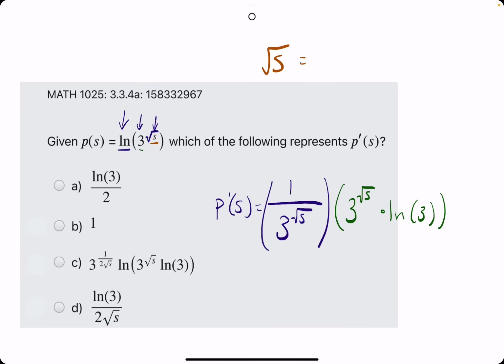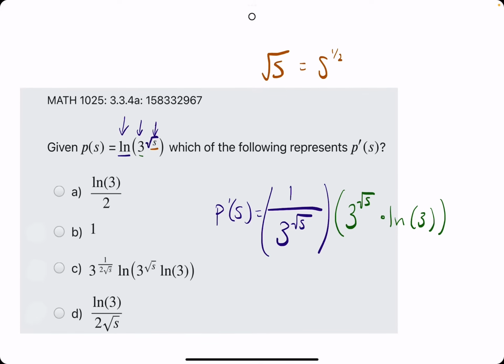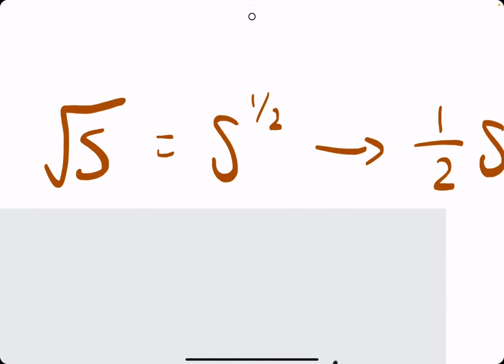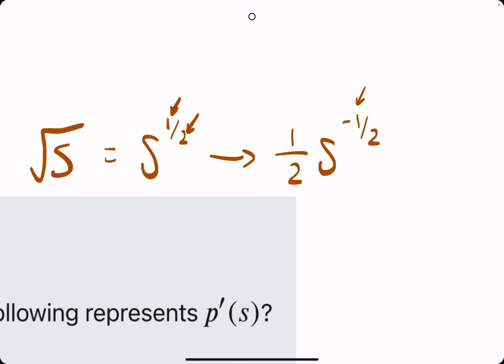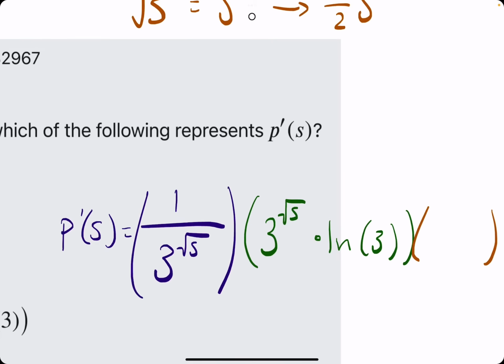Square root of s, we might have talked about it in the last section, can be rewritten as s to the 1/2. When we take the derivative of s to the 1/2, we get 1/2 times s, and from the exponent, 1/2 minus 1 is negative 1/2. You might remember our trick: when we have to take a fraction and subtract it by 1, we take the top number minus the bottom number. 1 minus 2 is negative 1, and then we just leave it over 2. So what we have here is 1/2.